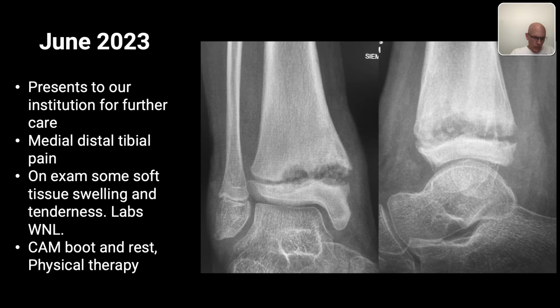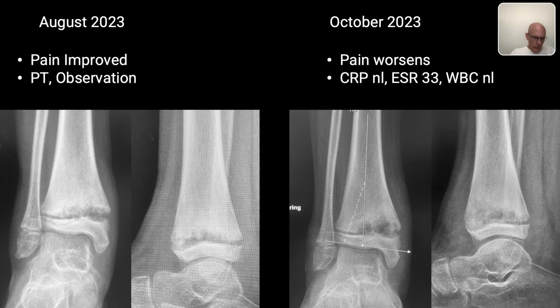New slide. So then presented, referred for another opinion with these x-rays and having some inflammation and swelling in the area and tenderness to palpation and some inflammation over the posterior tibialis tendon. So treated with a cam boot, rest, symptoms improved. New slide. So that was 5 months after the initial presentation. And then the patient was doing well for a period of time.